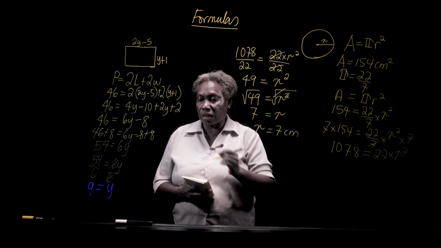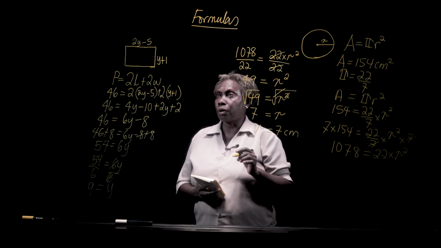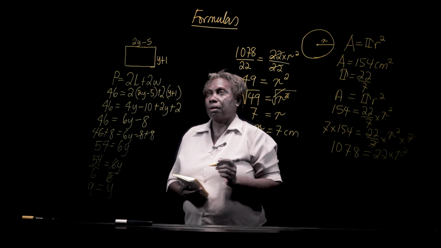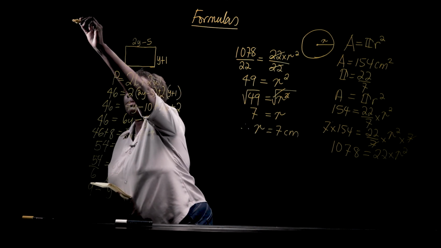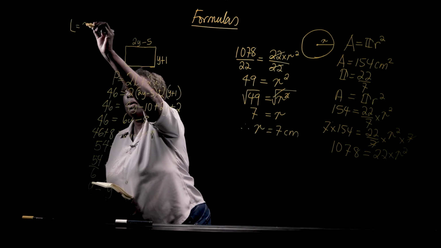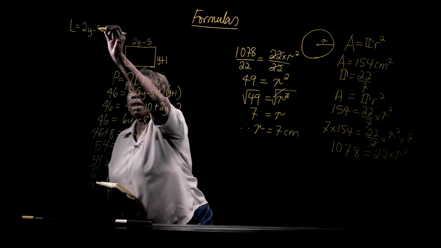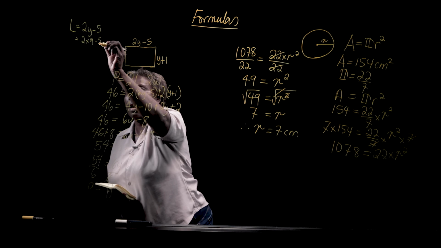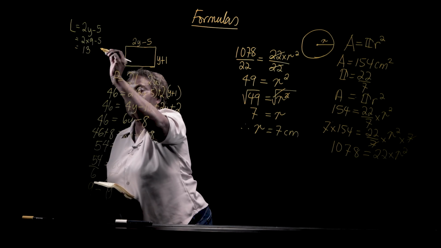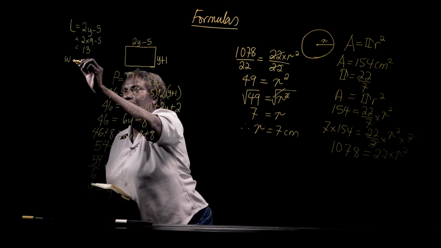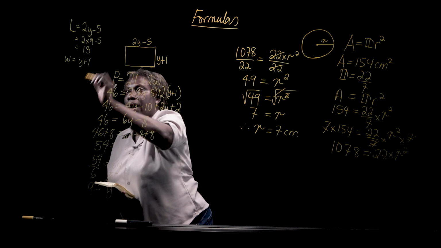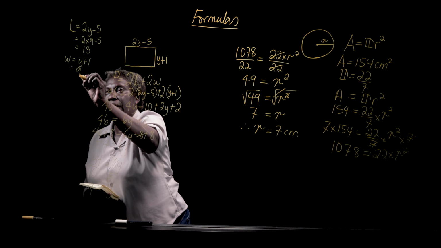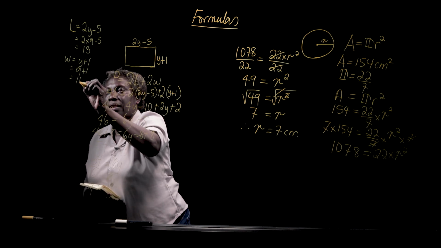We can confirm to see if y equals 9 is correct. We substitute y into the expressions that we have. For length, we have 2y minus 5, and that is 2 times 9 minus 5, which is 13. For the width, we have y plus 1, which is 9 plus 1, which is 10.